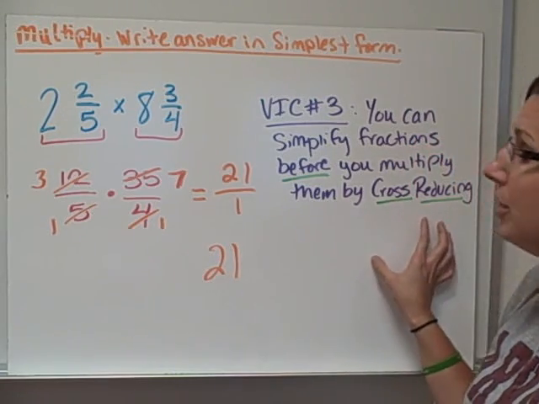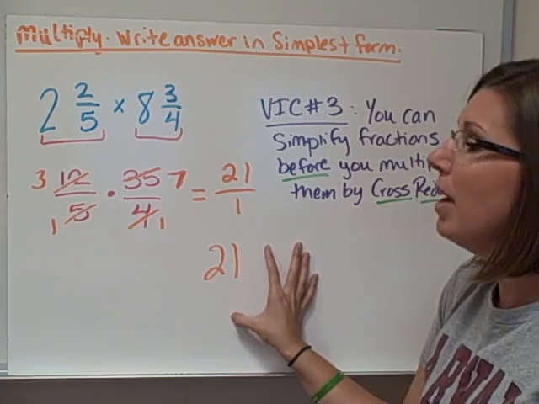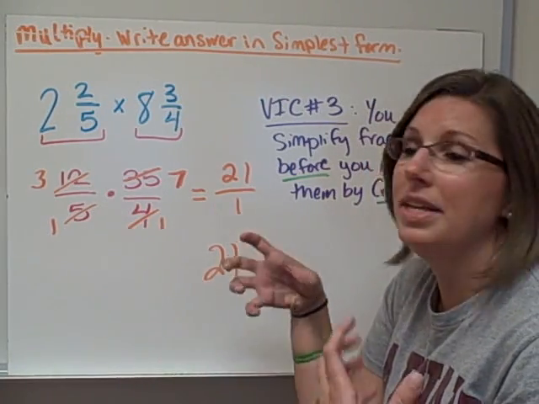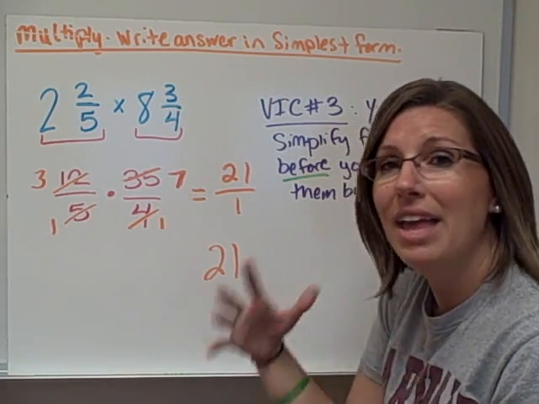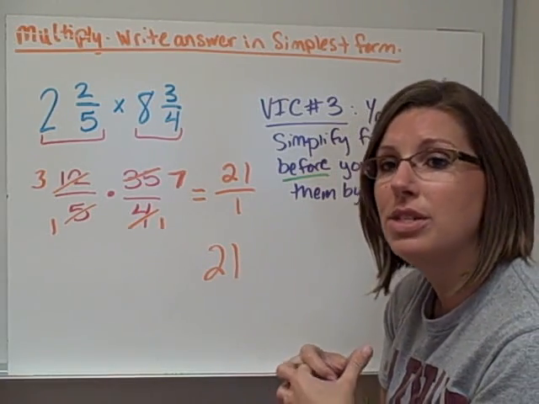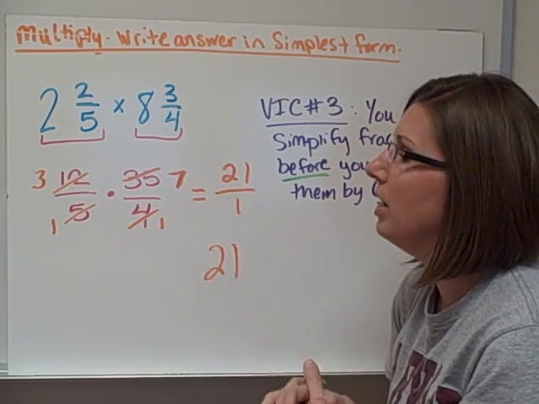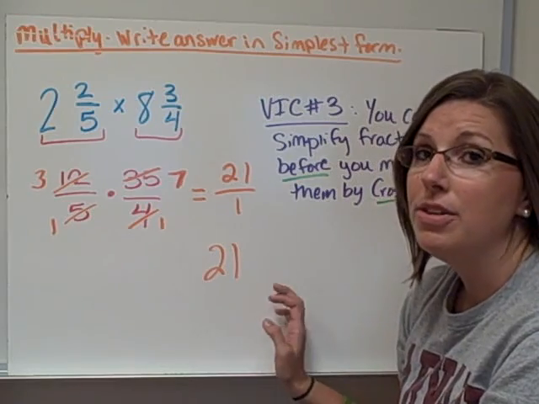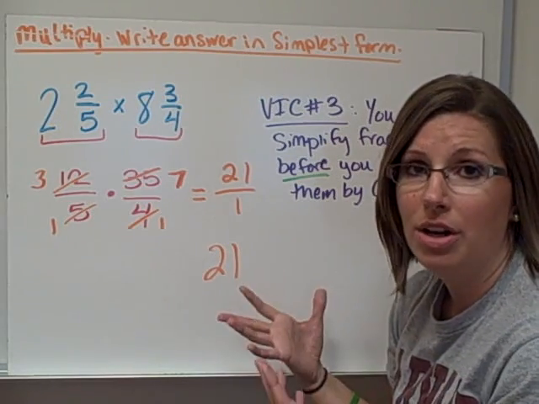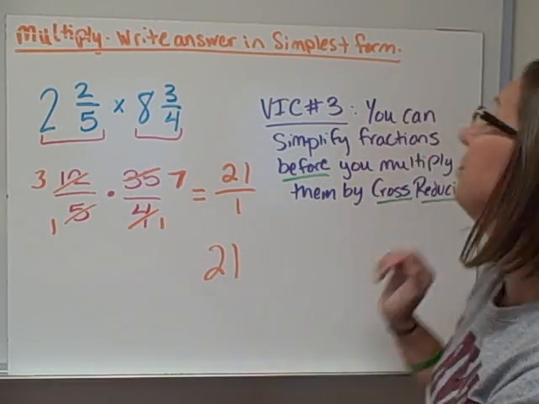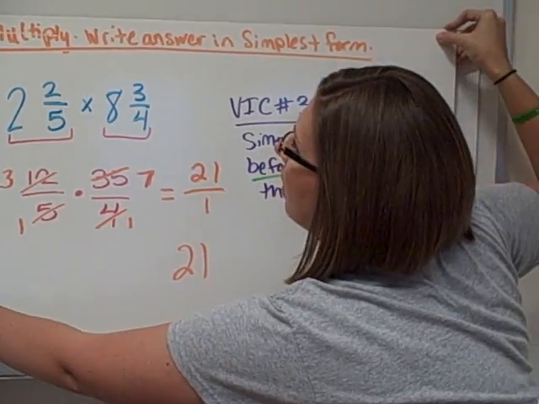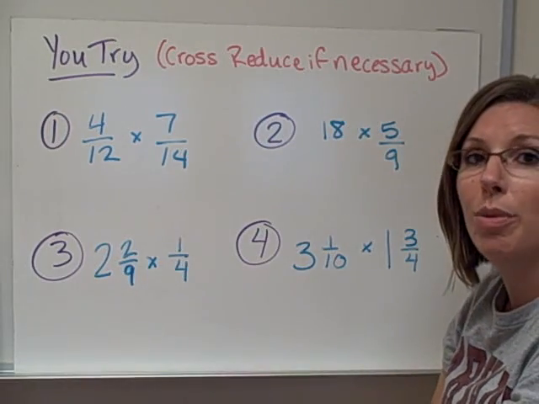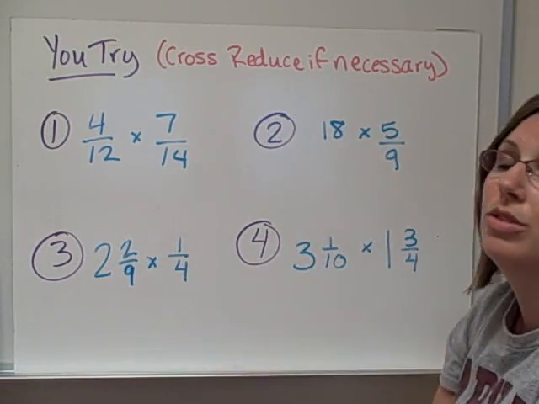So cross-reducing in this problem made my life a lot easier because I did not have to multiply these big 2-digit numbers together and then try to reduce at the end, which is kind of complicated. I simplified the process by cross-reducing first. You may do this, if you choose to, on your problems coming up. So you try these 4 problems for homework. If you would like to cross-reduce, go ahead.